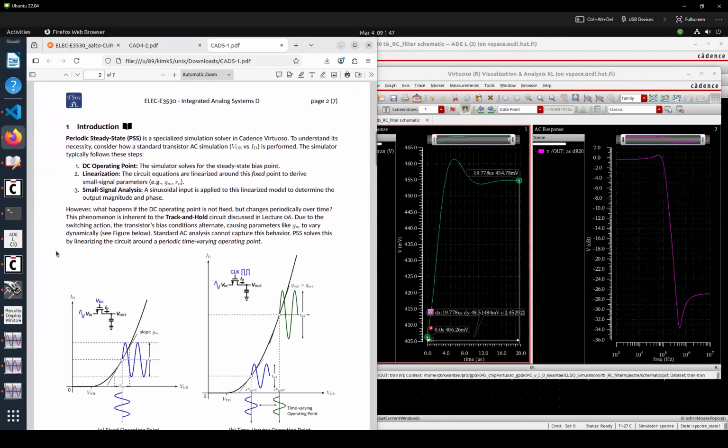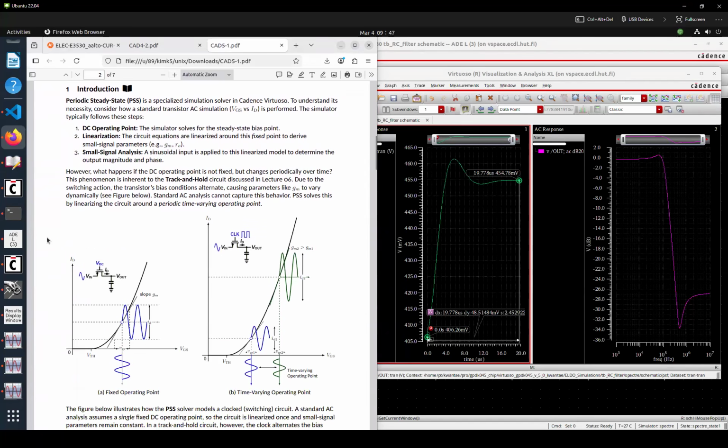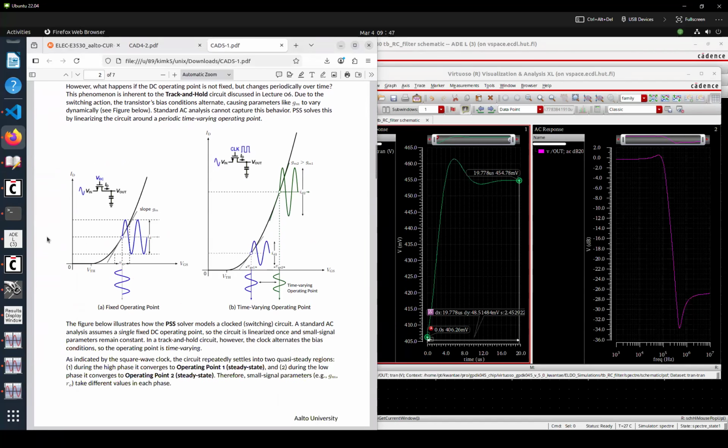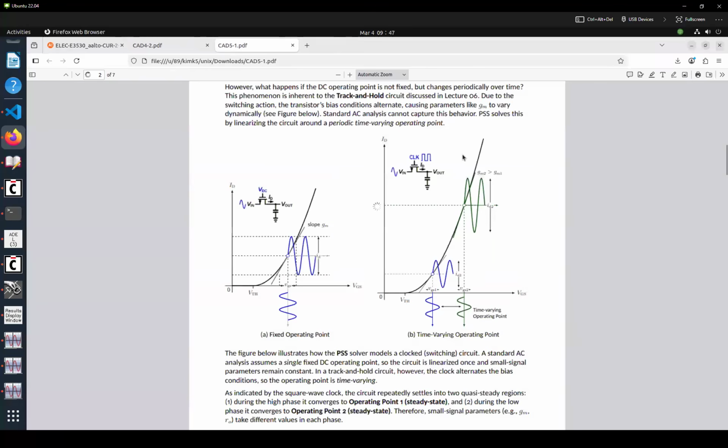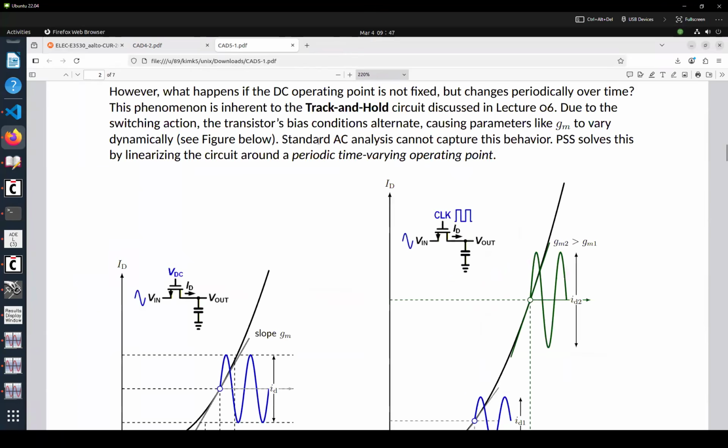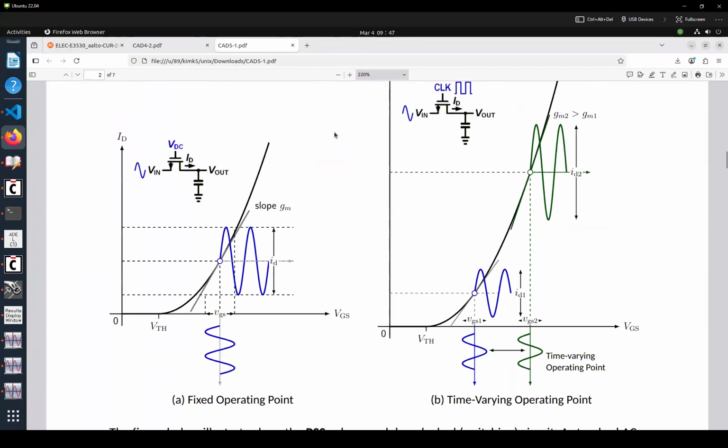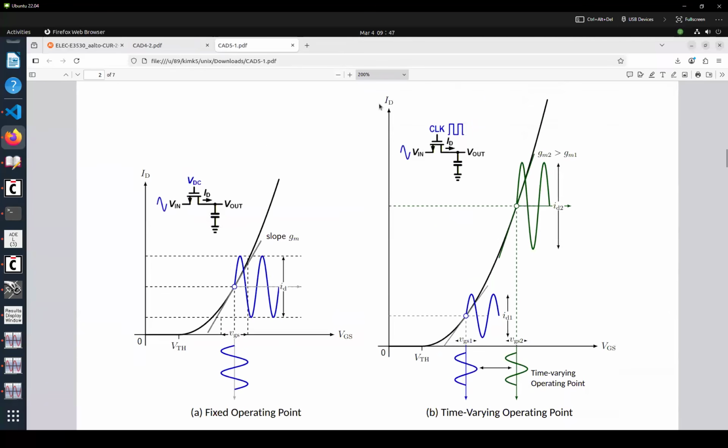For this one, as a tutorial like CADb exercise, I introduced the explanation of what is going on in PSS simulation. So suppose that we were simulating a typical circuit analysis.